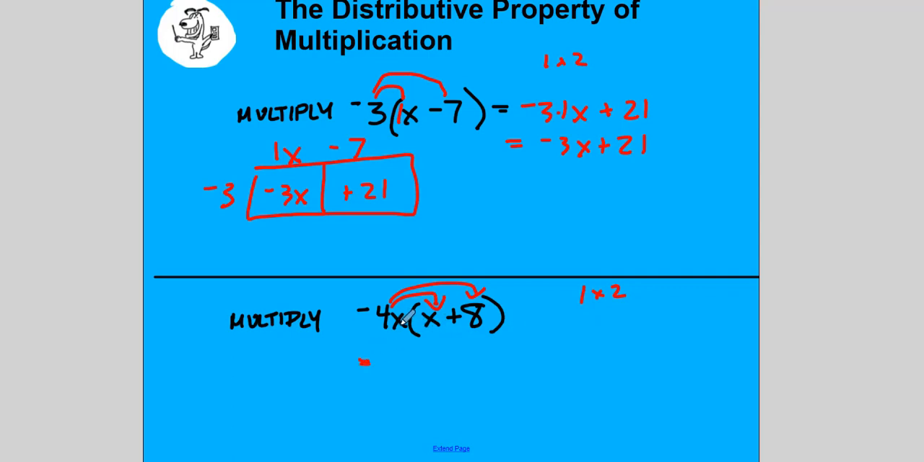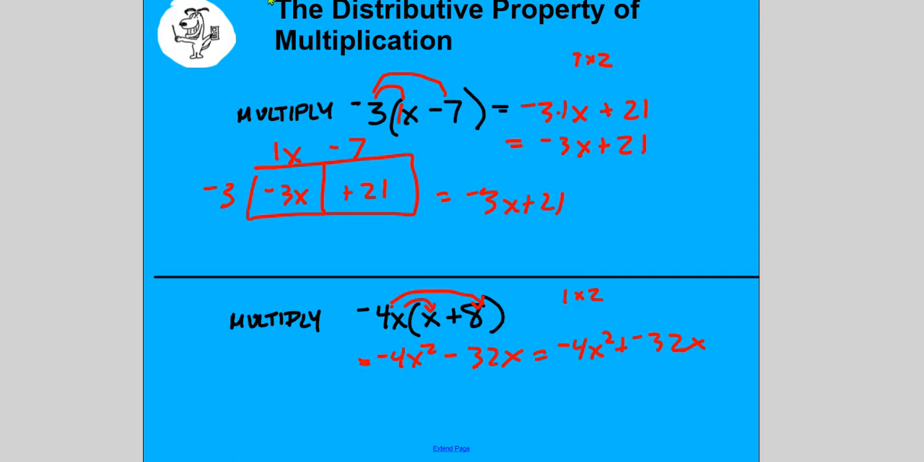So I've got negative 4x times x. Well, we just went over x times x is x squared, so that's negative 4x squared. Negative 4x times 8, negative 4 times 8 is negative 32x. And by the way, you could write this again plus negative 32x if you like.